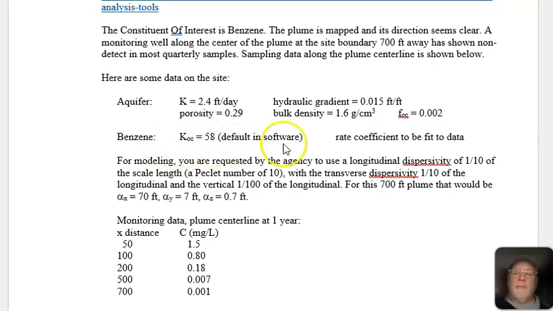There's information on benzene. And then what we're going to do is fit the rate coefficient to the data. So we're going to put the data that we have in there. We don't have the rate coefficient yet. Everything else, we should be able to just plug in the numbers, and then we can put this data in there, and we want to model it and change the rate coefficient by trial and error and see if we can hit that.